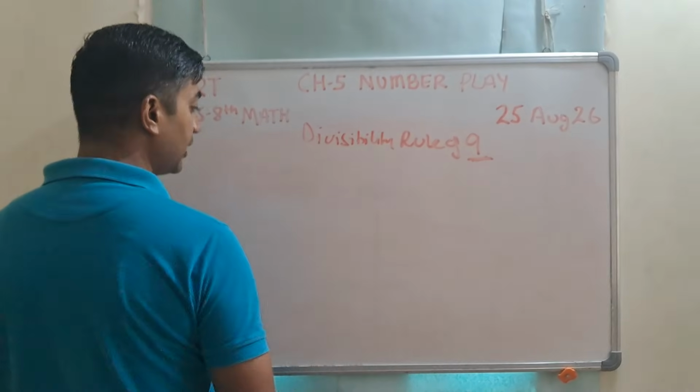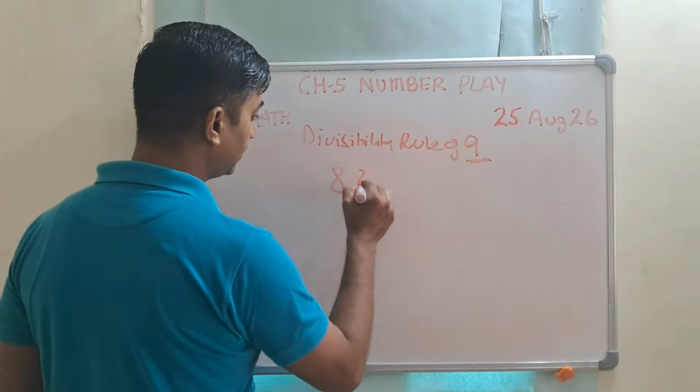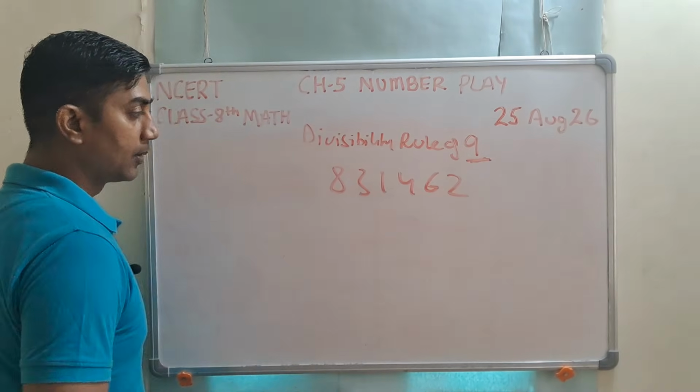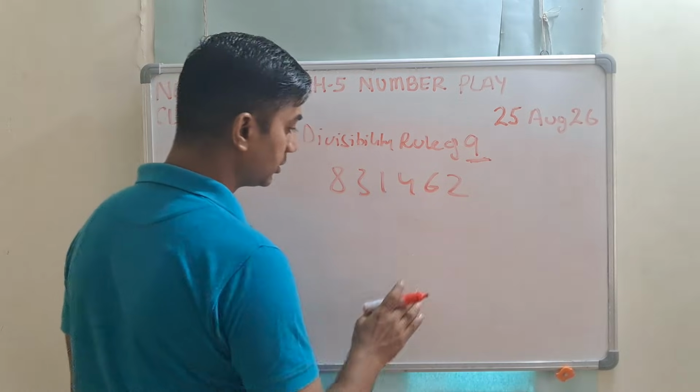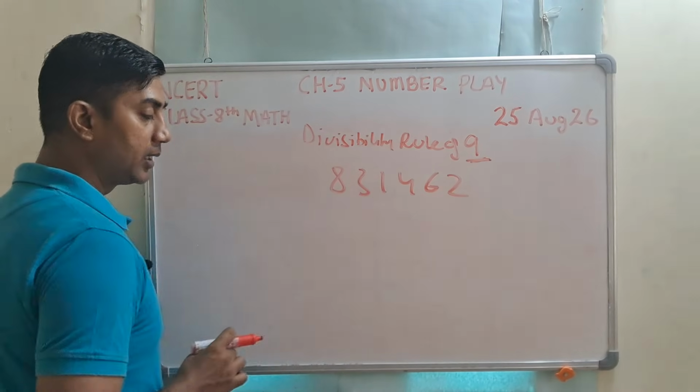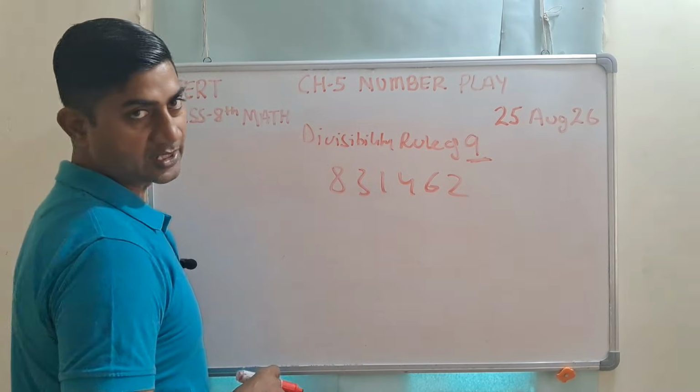Now suppose I have written a random number, 831462, and I divide it by 9. Just tell me what the remainder is.